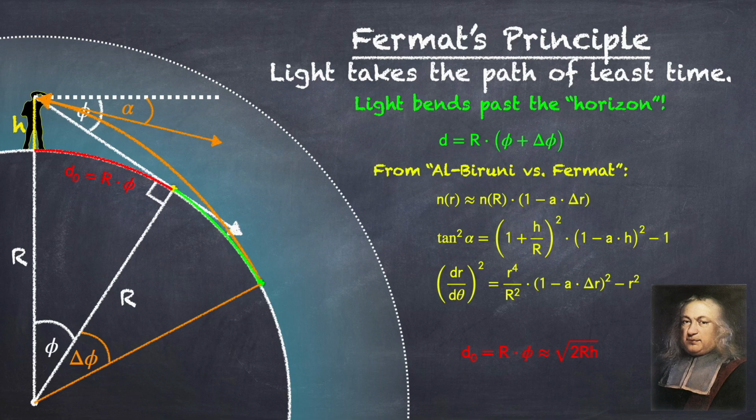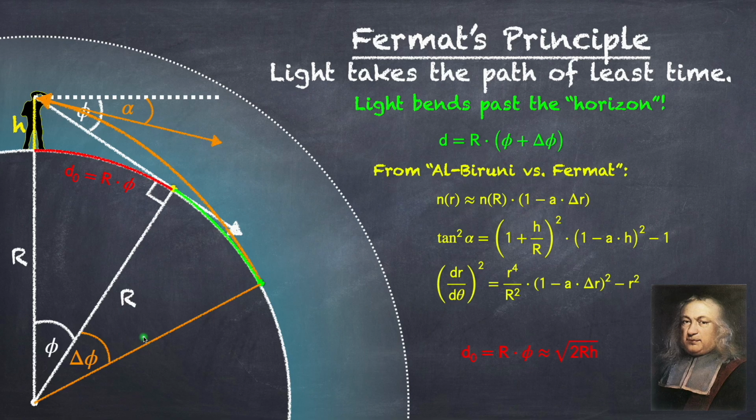In Al-Biruni versus Fermat, I also derived an expression for the derivative, or more specifically, the derivative squared, of r as a function of theta. So remember, little r is the radial position at some point along this trajectory, and this angle theta is the angular position of that point. This is not the same as phi. Phi is one specific angle, as is delta phi. Theta is a variable that varies from 0 to phi plus delta phi, in our example.